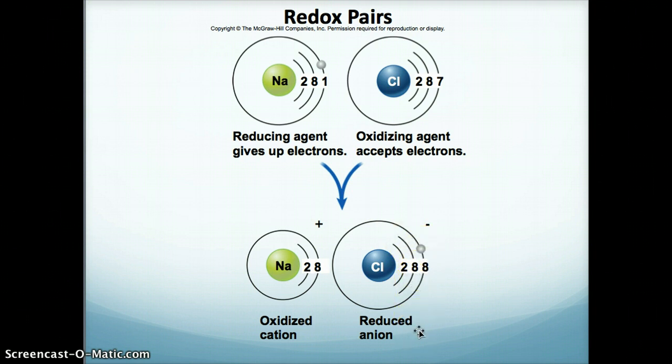So you often see this where one atom will give up to the other, so one will be the oxidized and one will be the reduced. This can also happen, though, in more complex molecules with the same idea, that it's giving an electron and the other one is accepting it.